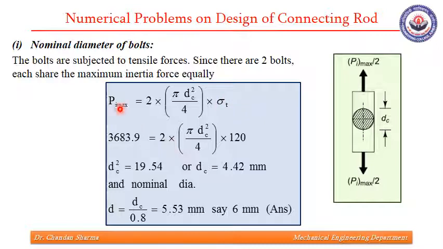Putting the value of Pi max and sigma t, the only unknown left in this equation is dc, which is the core diameter of the bolt. dc comes out to be 4.42 mm, and we know that the nominal diameter d is given by dc upon 0.8. So d comes out to be 5.53 mm, or we can say 6 mm is the required diameter of the big end bolts.